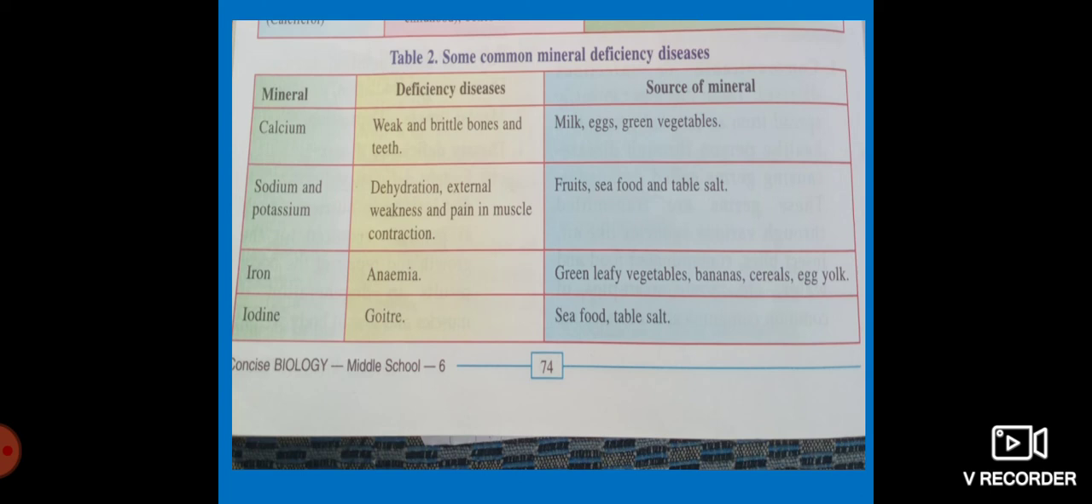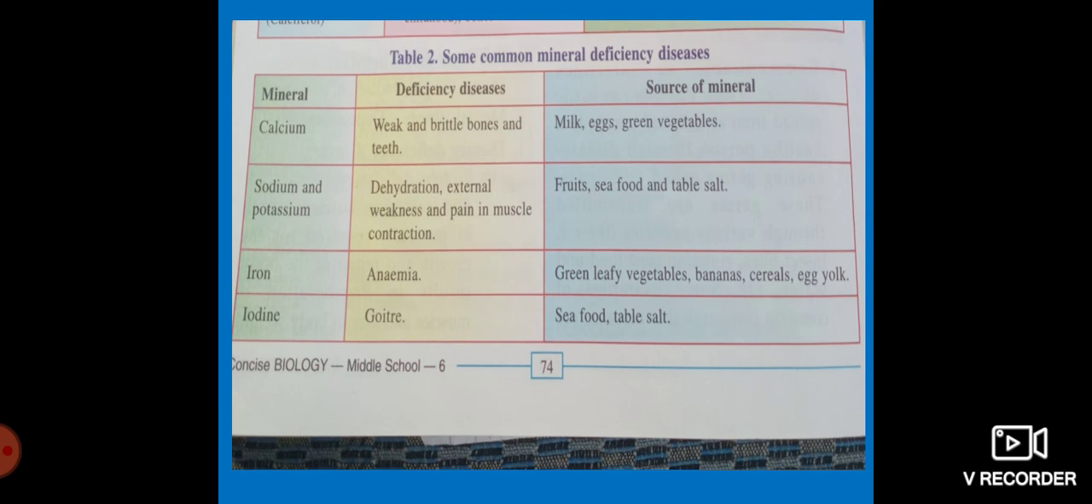Iron is another mineral needed by our body. The lack of iron causes anemia. You may have heard that we are anemic. So anemia is caused due to the lack of iron in the food. The sources of iron are green leafy vegetables, bananas, cereals, egg yolk, etc. These food items contain iron. Okay, so due to the lack of iron, anemia is caused.